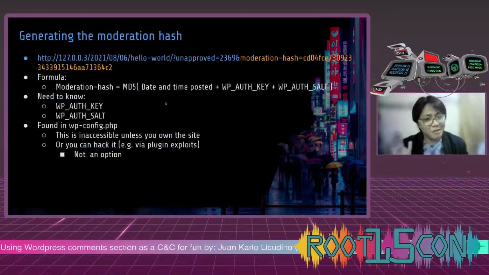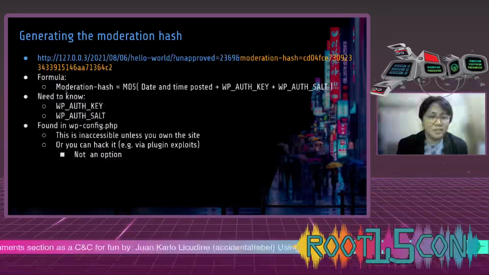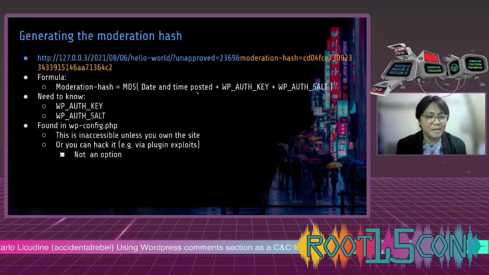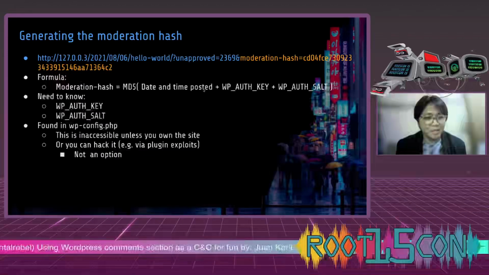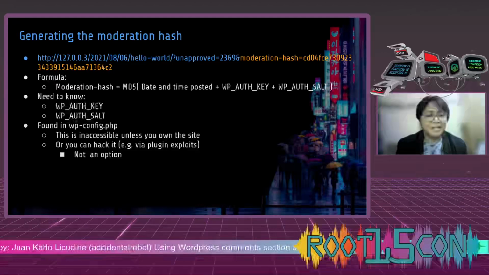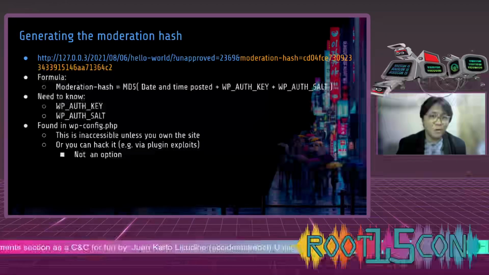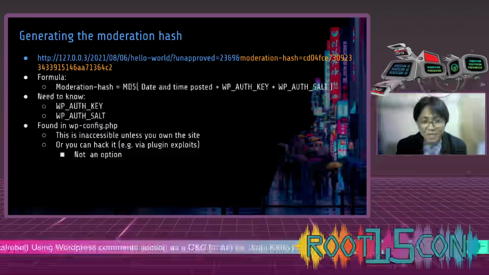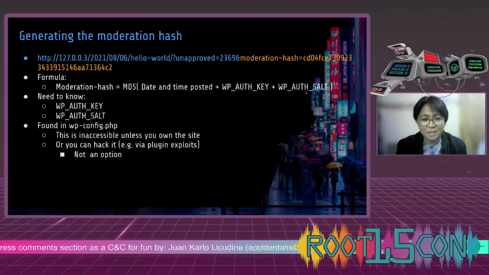How about the moderation hash? I've mentioned that there is a formula, and we can find out the date and time the comment will be posted. The problem is the WP auth key and the WP auth salt. This is a problem because they are found inside a configuration file called wp-config.php, which is only accessible to the owner of the website or the owner of the blog. If you want to compute the moderation hash, you need to get these two items.